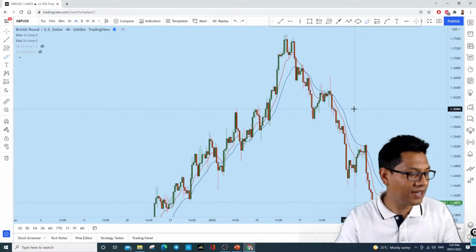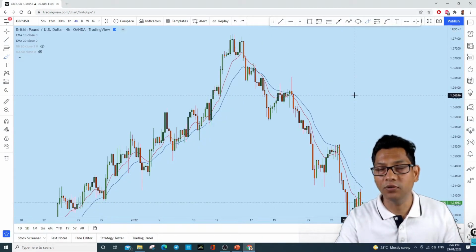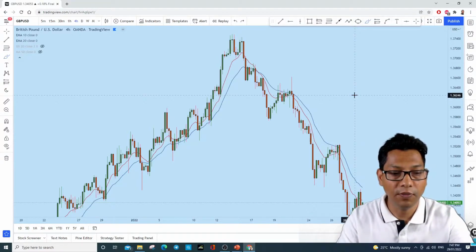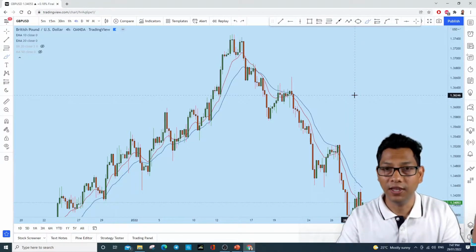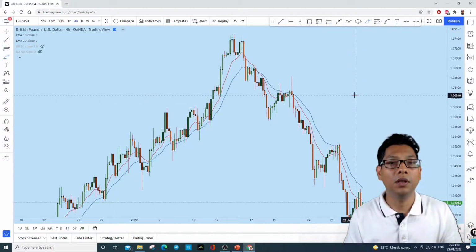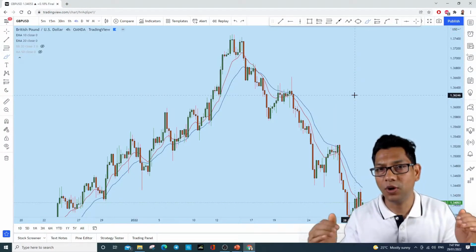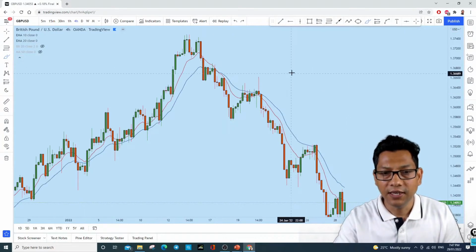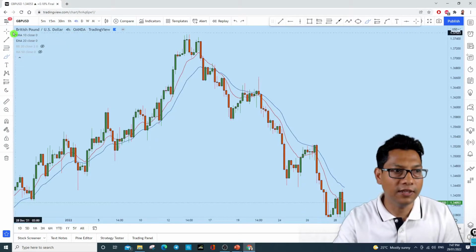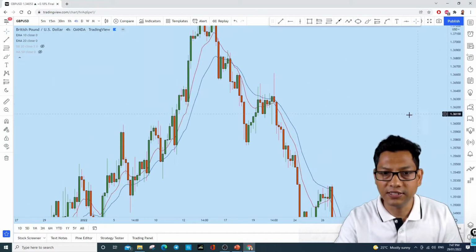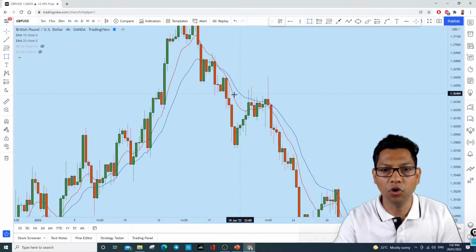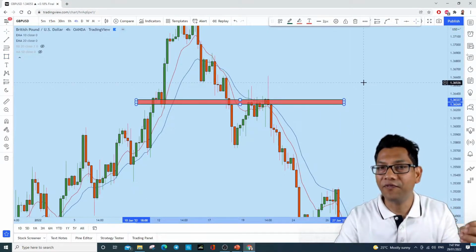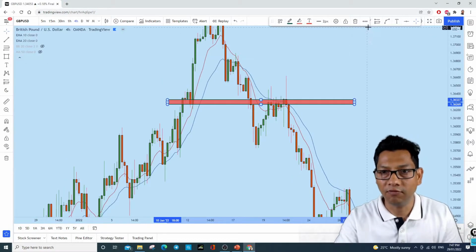The second criteria is area of value. Now in this area of value, we need two confirmations. The first one is support or resistance. The second one is that it has to be on a trend line. Now let's see this one here that we see, it is at a support or resistance. If you draw this line here, this is a perfectly defined support and resistance.